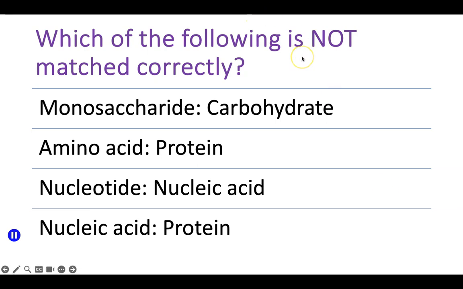Which of the following is not matched correctly? So we have monosaccharide with carbohydrate, amino acid with protein, nucleotide with nucleic acid, and nucleic acid with protein. So one of those is not matched correctly, so select that.